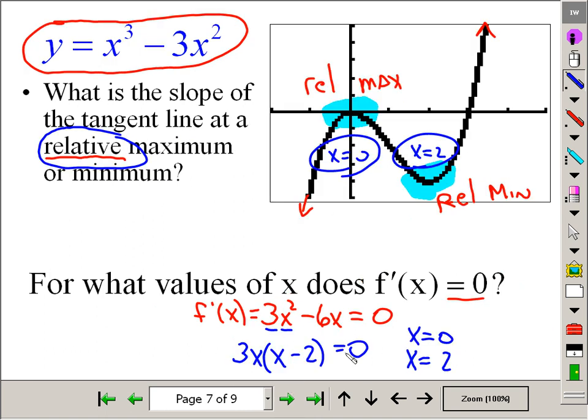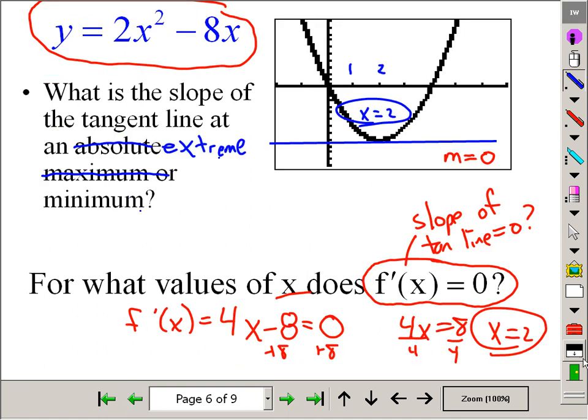This one ended up with two possible answers. X was 0, X was 2. And we were able to do that and determine there was a relative maximum here and a relative minimum here. And again, relative means kind of in that area. Just in that area, that's the highest point. And down here, that's the lowest point.